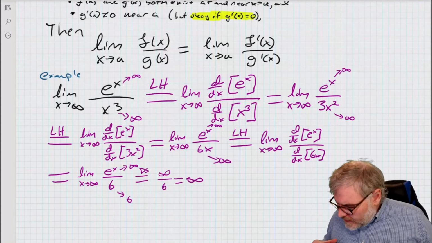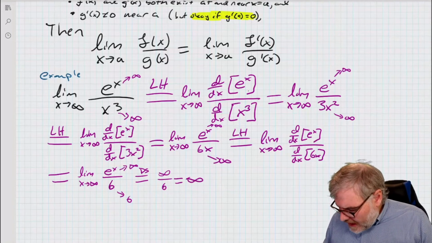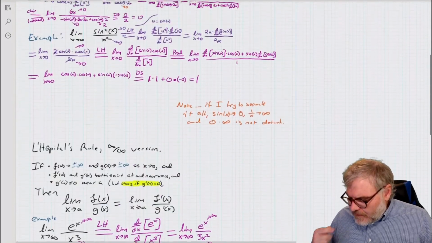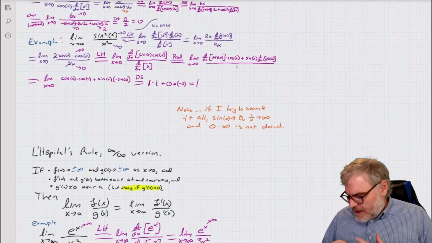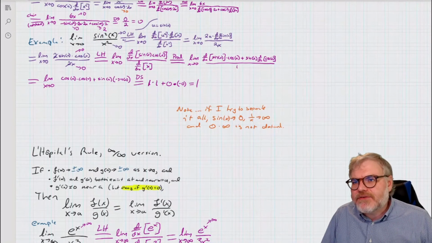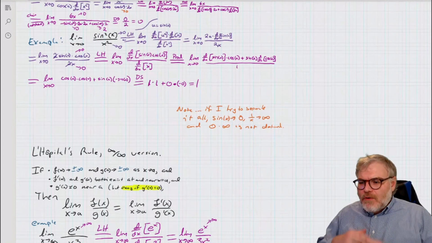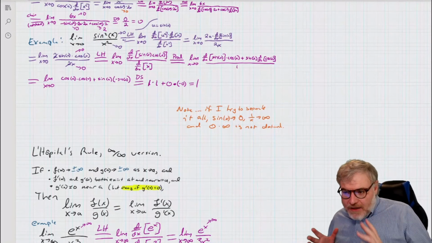So those are the types of things I can do with the big boy version. The point is that I can repeat and repeat until I get something I can use. Okay? So again, we're going to come back to L'Hopital's rule and do some other interesting things.